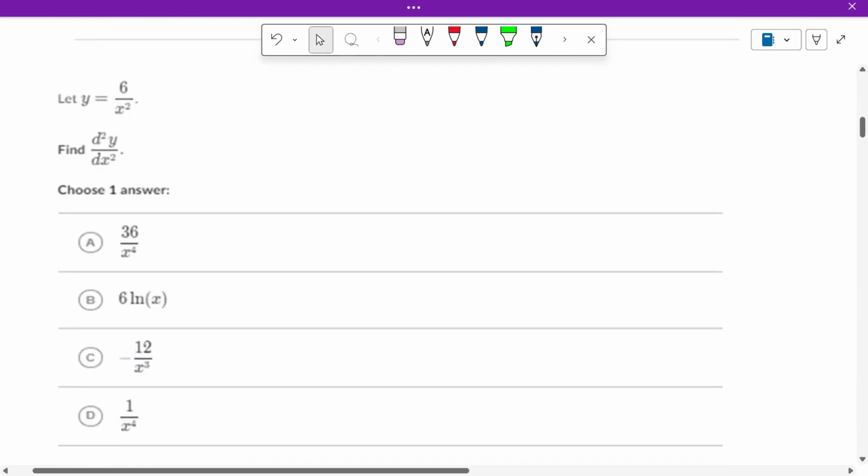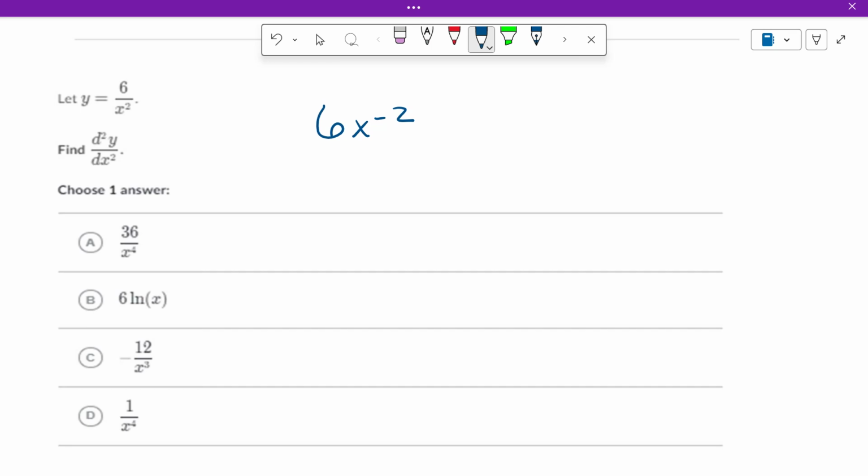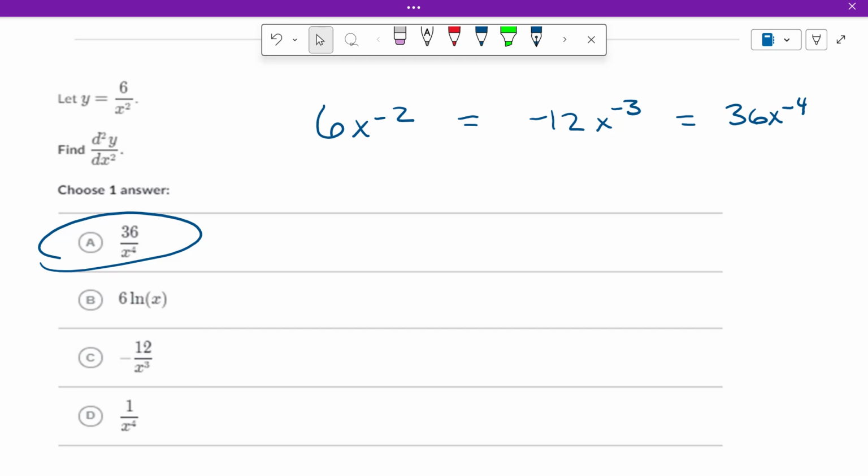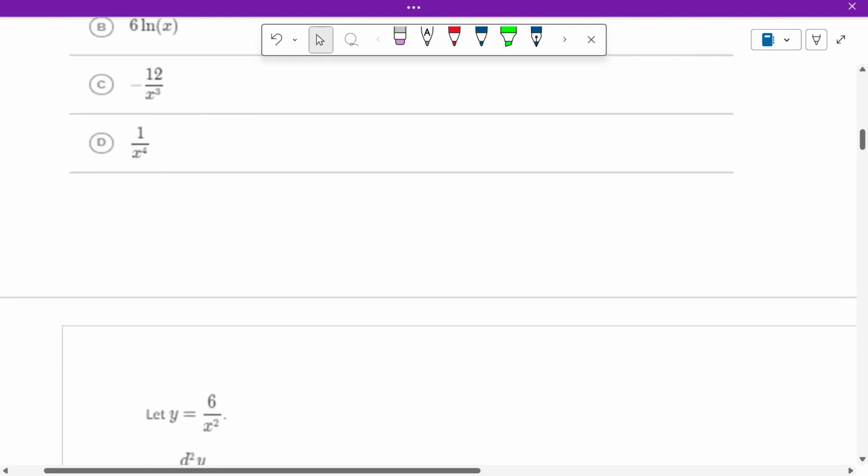Okay. Rule for this one. I'd do this by the power rule. I'd rewrite it like that and do the power rule. Much easier than trying to do the quotient rule. With the quotient rule, you're probably going to make a sign error somewhere along the line. So the first derivative of this is negative 12x to the negative third. The second derivative of this is positive 36x to the negative fourth. Easier to do the power rule than to do the quotient rule.